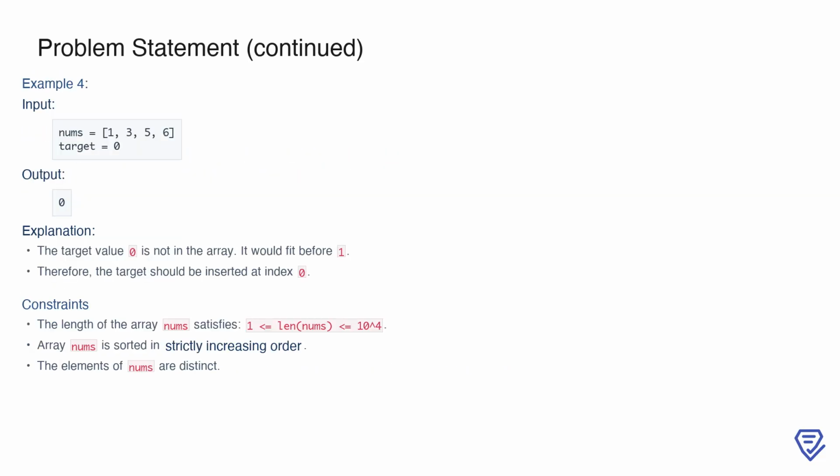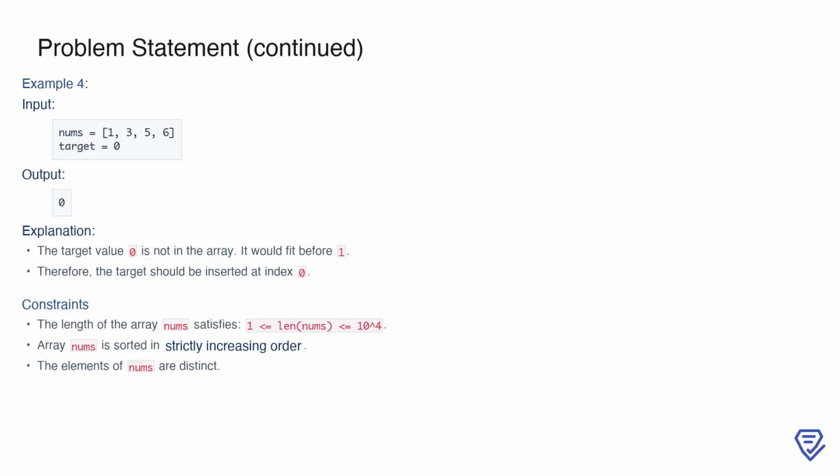Another example helps illustrate a different scenario. If the input is nums equals 1, 3, 5, 6, and target equals 0, the output is 0. This is because the target value 0 is smaller than all the elements in the array. Therefore, it would come before the first element, and the appropriate index for insertion is 0. These examples demonstrate how the problem handles targets that are smaller, larger, or in between the existing array elements.